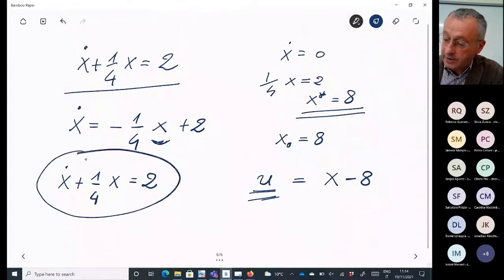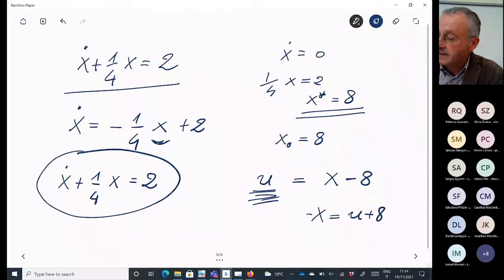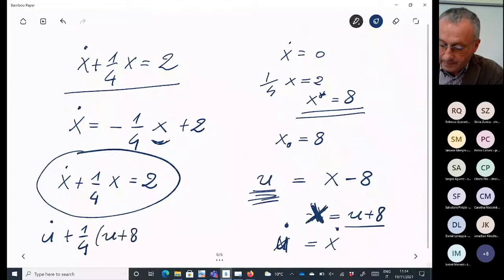What is x? I have x here, which is equal to u plus 8, right? I will replace x with u plus 8. Next, what is u dot? The time derivative of u is x minus a constant, so it is equal to x dot. Okay? Replace u dot, which is equal to x dot, plus 1 over 4 x, and x is equal to u plus 8, equal to 2. What happens here? This part, 8 divided by 4, becomes 2. So we can eliminate this and the 2 on the right. So it becomes u dot plus 1 over 4u equal to 0. Can you see the point?